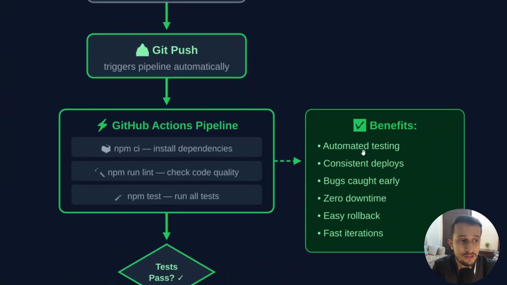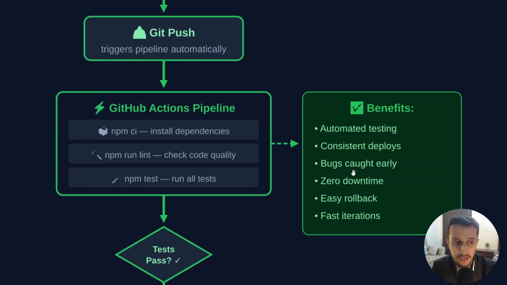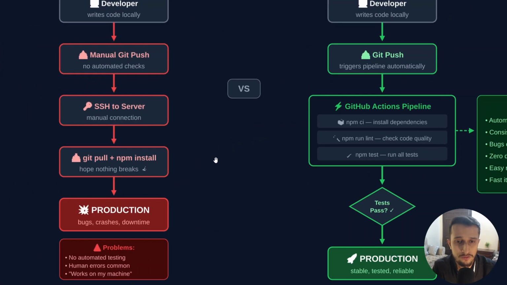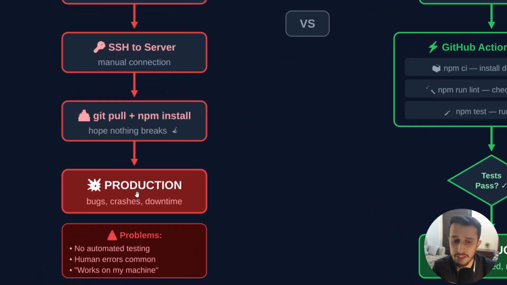So if we look at some benefits, there is automated testing, like all the test cases which we have written are run during this process, and there is consistent deployment, and bugs are caught early, like in case of a bug the deployment will not happen. In the case of without CI/CD pipelines, there are a lot of problems, like there is no automated testing, and there is a possible chance of human error.